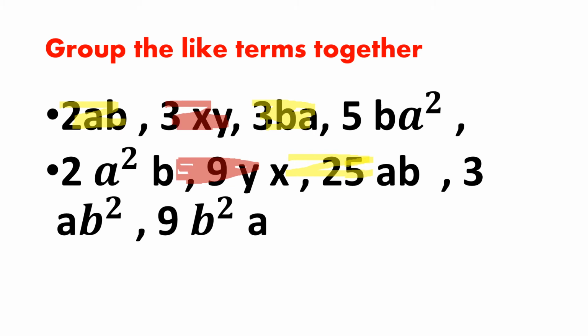So I'll take this color. 5ba square. So b is 1 time and a is 2 times. So 5ba square, same way, this is a square b. So I can take this. ba square means a is 2 times. Here also a is 2 times and b is 1 time. So I can take this also. 2a square b.